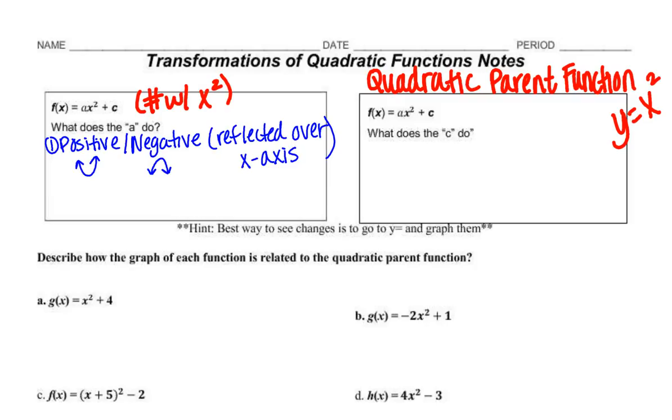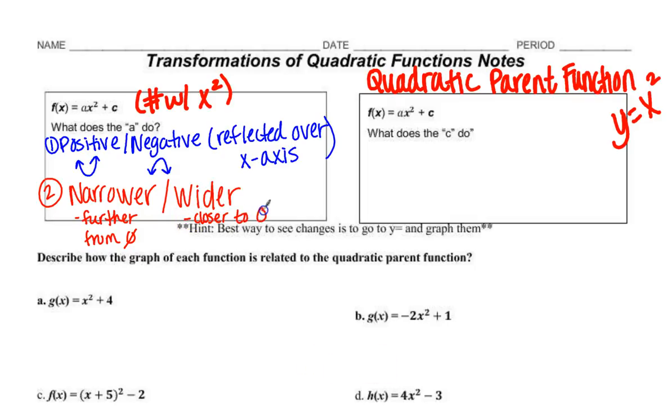All right, so now, the second thing a also does is it makes the graph either narrower, kind of like skinny, or it makes the graph wider. Narrower or wider. Okay, narrower, that means it gets further from 0. The number with x squared gets further from 0. Or if it gets wider, it gets closer to 0. Closer to 0. Let me just show you what I mean by that.